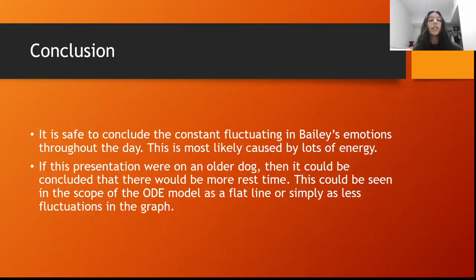So in conclusion, it is safe to conclude the constant fluctuating in Bailey's emotions throughout the day. This is most likely caused by lots of energy. If this presentation were on an older dog, then it could be concluded that there would be more rest time. This could be seen in the scope as the ordinary differential equation model as a flat line, or simply as less fluctuations in the graph.